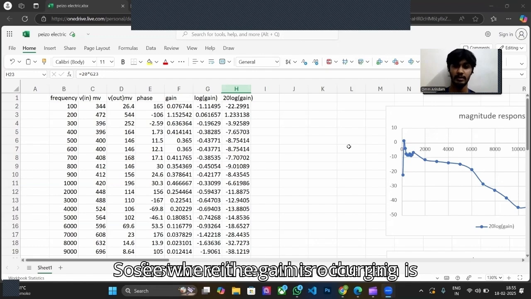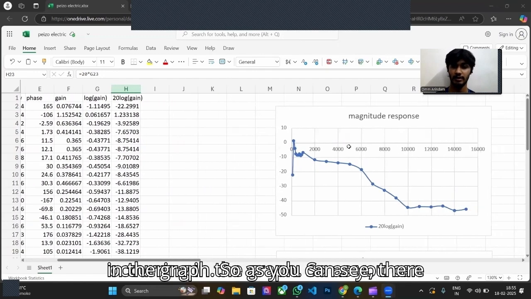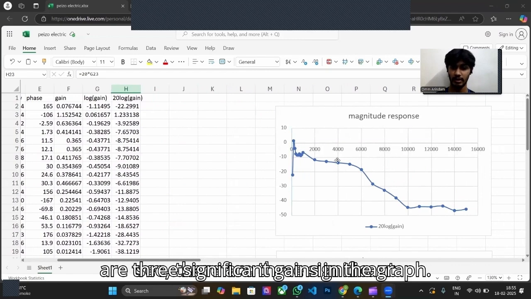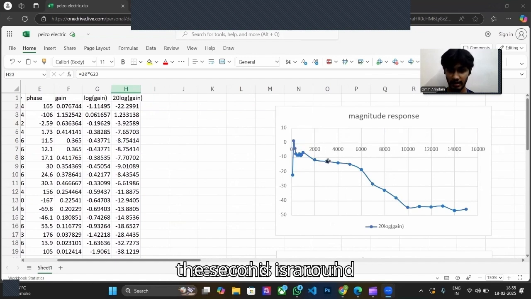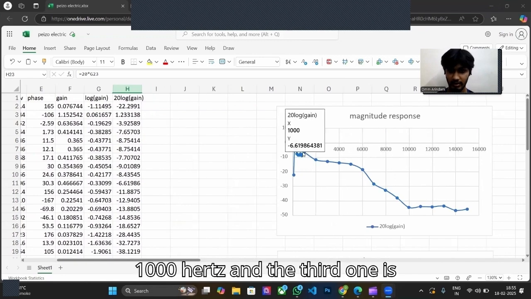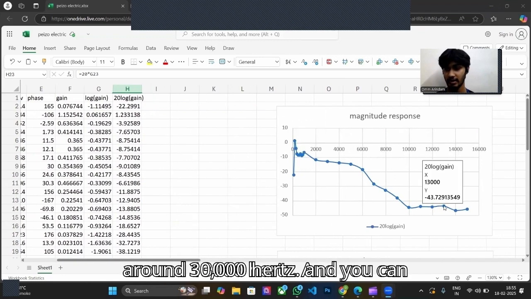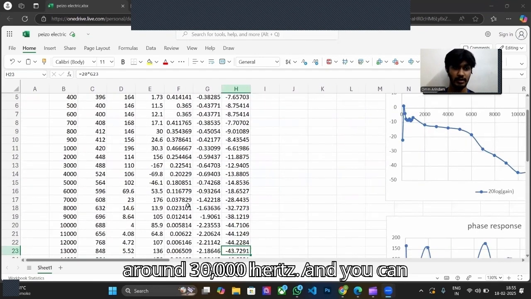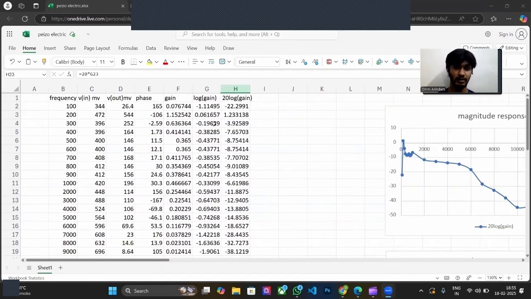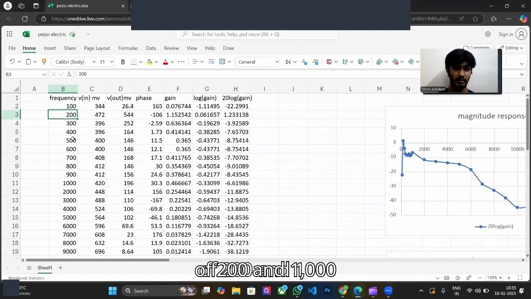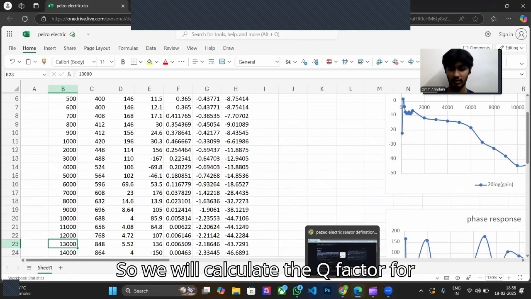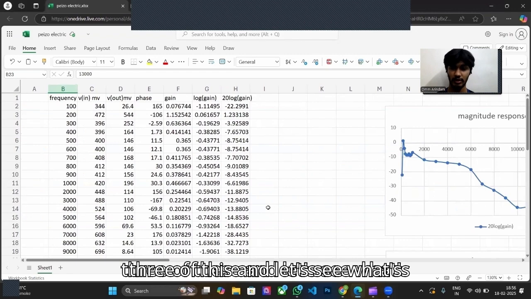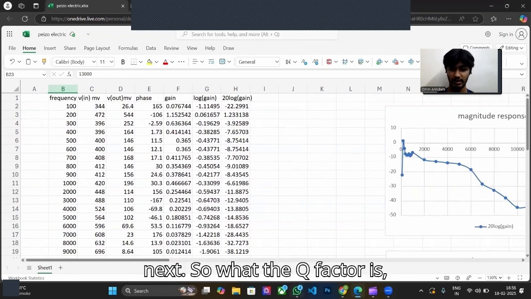So first we will see where the gain is occurring in the graph. As you can see, there are three significant gains in the graph. One is at 200 hertz, the second is around 1000 hertz, and the third is around 13,000 hertz. And you can see the log gain values for 200, 1000 and 13,000 respectively. So we will calculate the Q factor for all three, and let's see what's next.